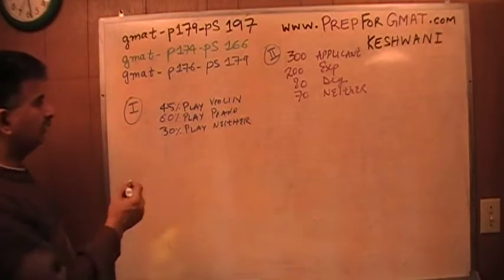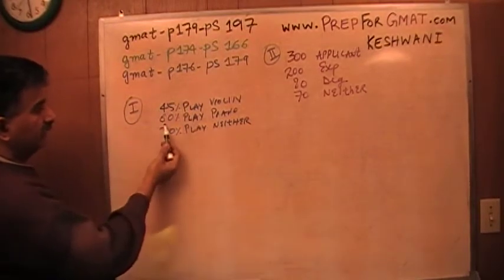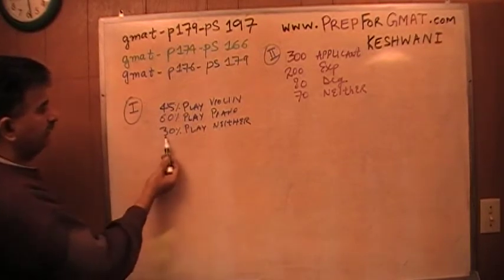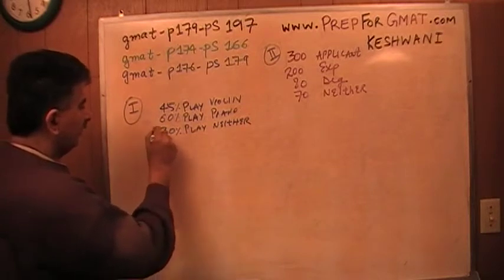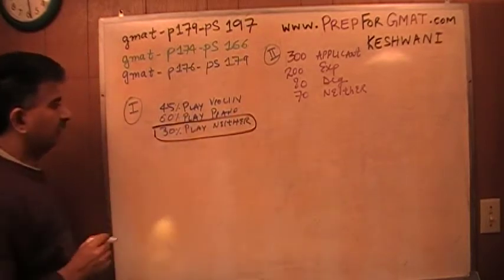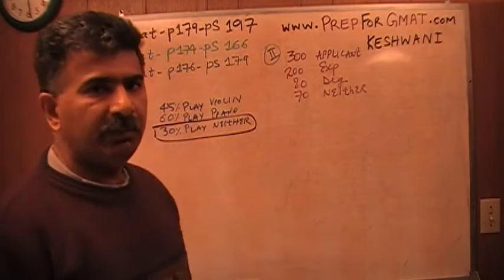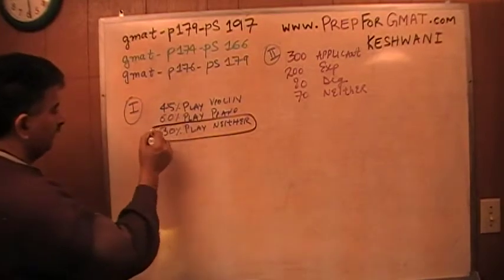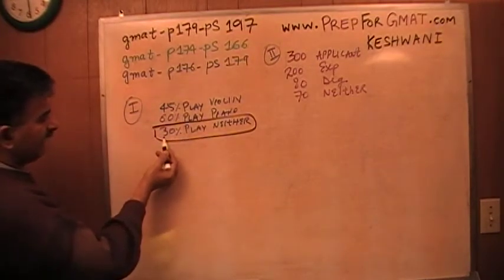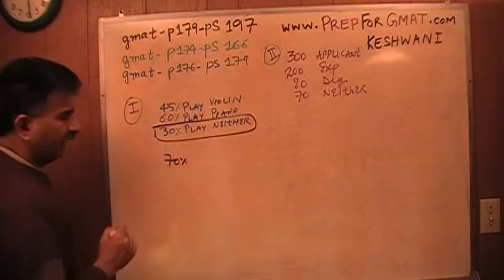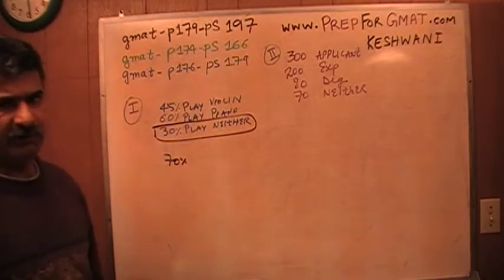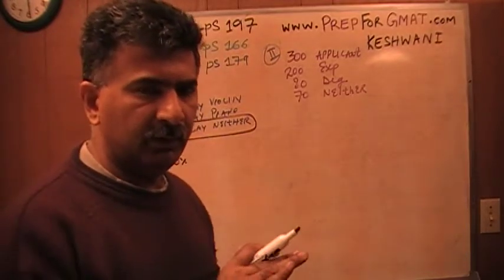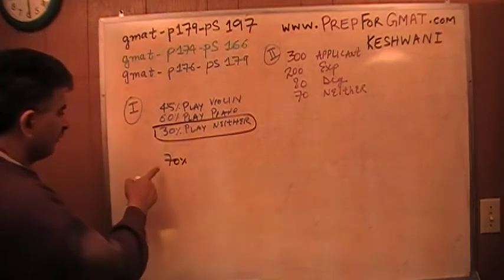Here I'm told that in a school, 60% play violin and 45% play piano, and then I'm told 30% play neither. Since 30% play neither, that tells me that the remaining people have to be 70%. The remaining cannot be more than 70 because 30% play neither. The rest of them play some instrument, one or the other, violin or piano. That tells me that has to add up to 70.